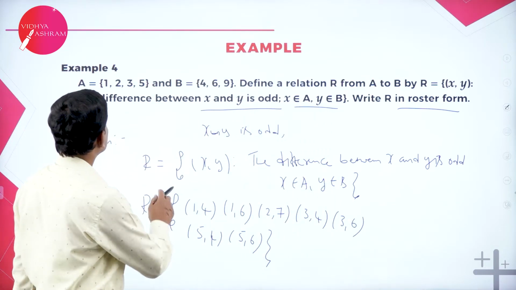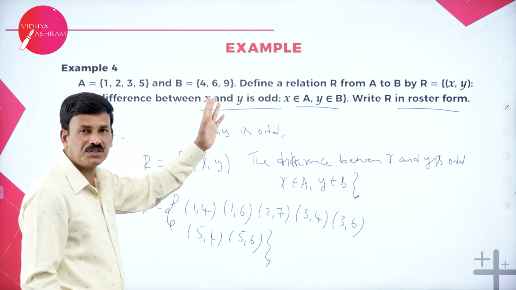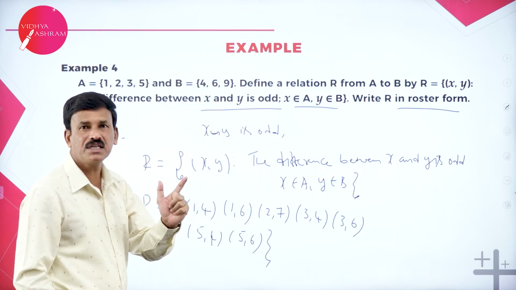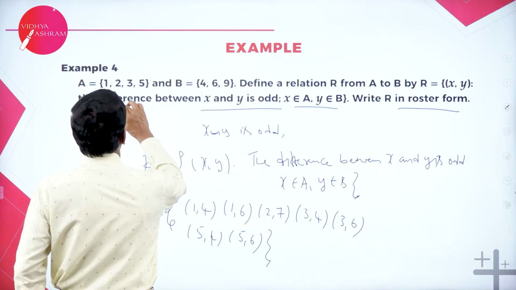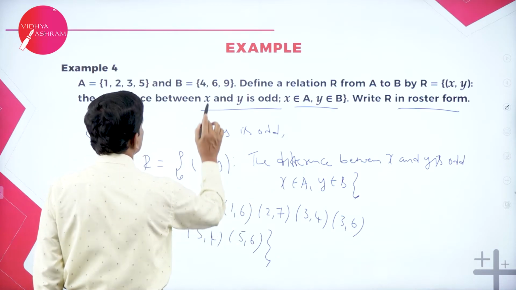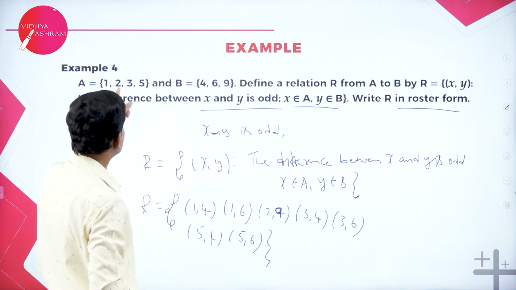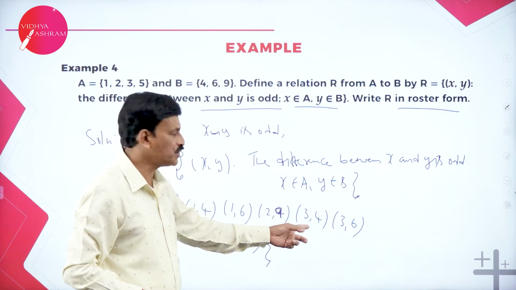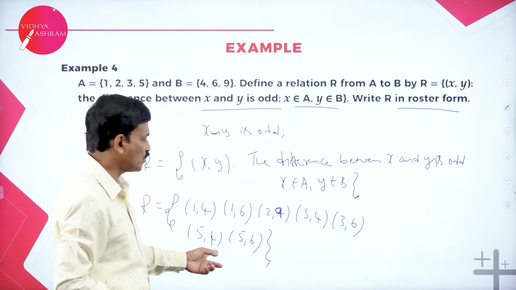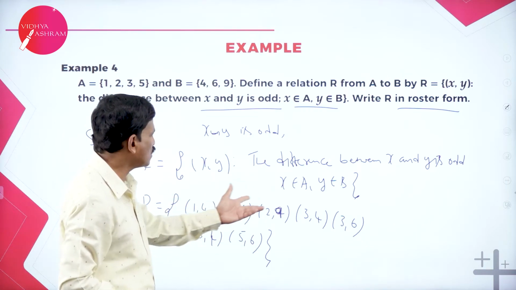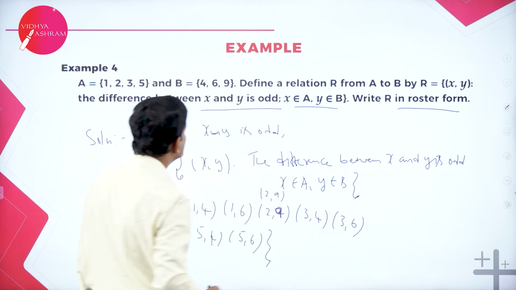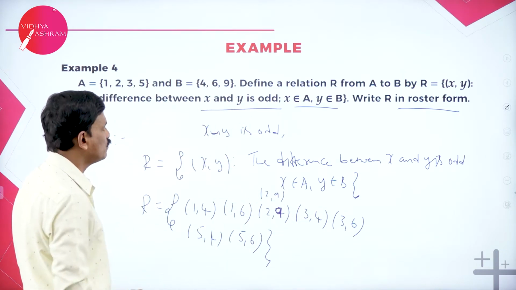See here. So very simple concept. If you take the difference between these two elements, then it should be an odd number. Odd numbers means 1, 3, 5, 7, like that. So 1 minus 4 is 3. Again 1 minus 6 is 5. 2 minus 9 is 7. Again if you come to the next element, 3: the difference between 3 and 4 is 1, the difference between 3 and 6 is 3. Again the difference between 5 and 4 is 1, 5 and 6 is 1. So these all come under odd numbers. This is (2, 9), not 7. Okay, so these are the elements of R.